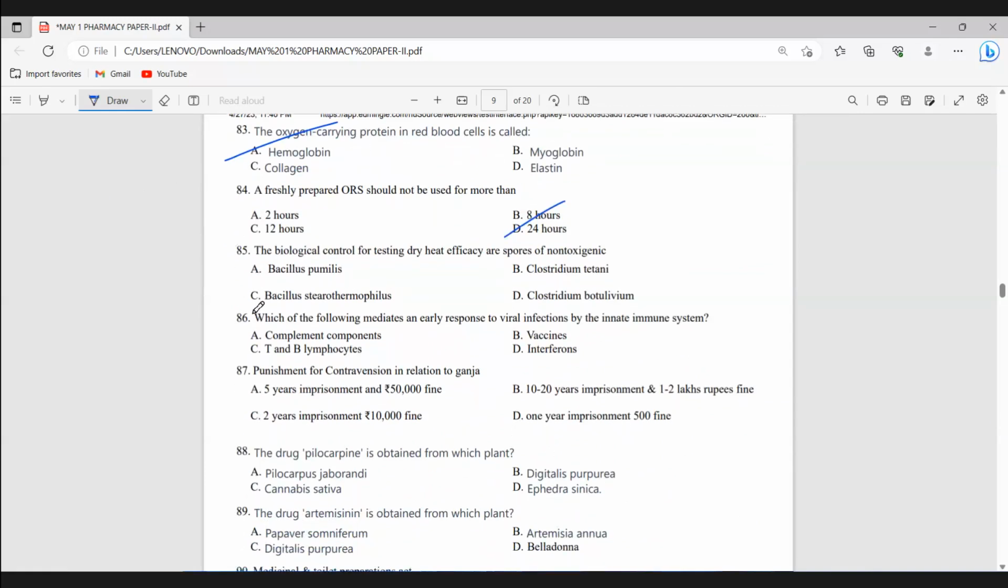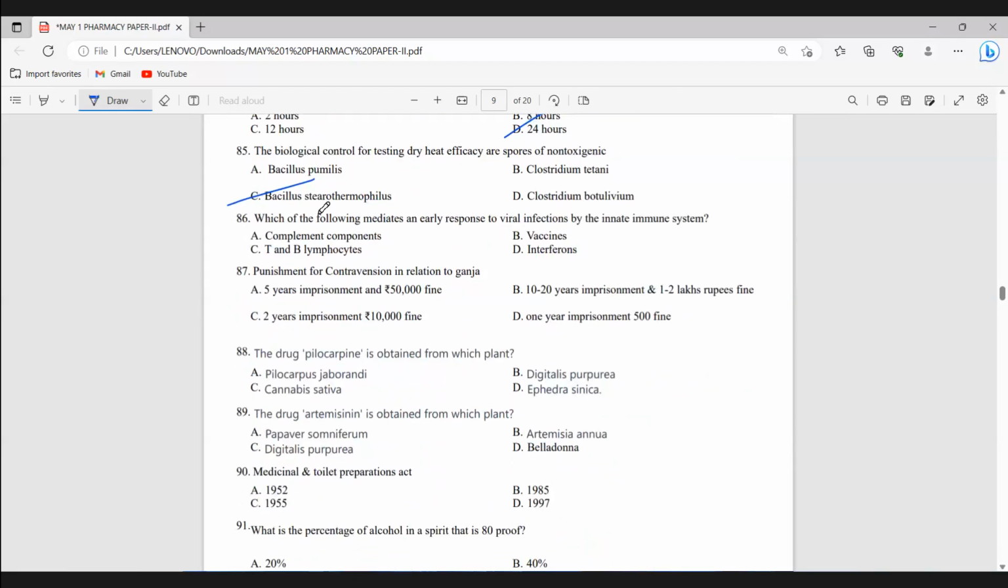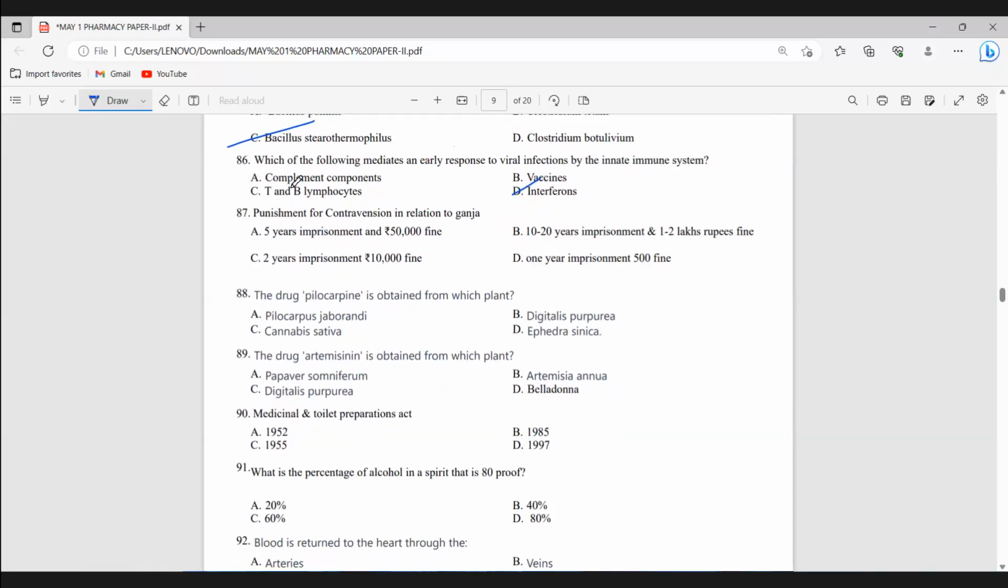Then 85, the biological control for testing the dry heat efficacy are spores of non-toxigenic Bacillus stearothermophilus. And 86, which of the following mediates an early response to viral infections by the innate immune system? Interferon. Then 87, punishment for contravention in relation to ganja. 87, in ganja, 2 years imprisonment and 10,000 fine.